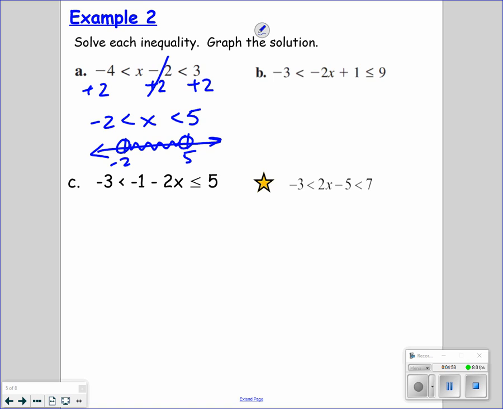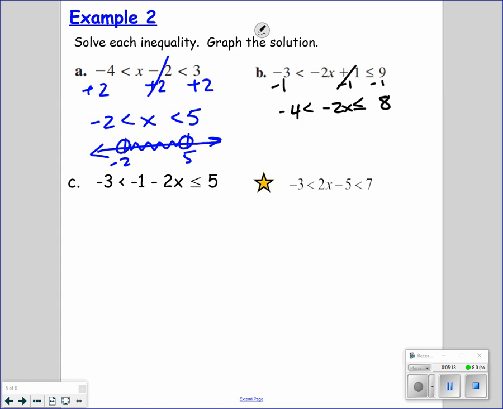So how would I solve the middle? If I was looking at the middle, I would subtract 1. But instead of subtracting 1 from both sides, you're going to subtract 1 from all areas. So the left, the middle, and the right.